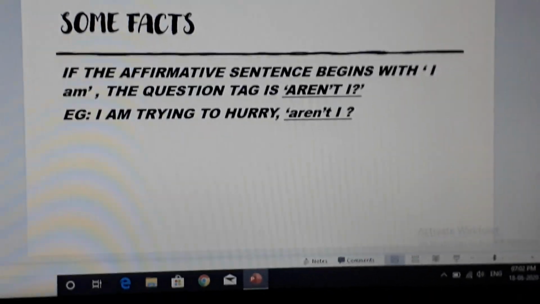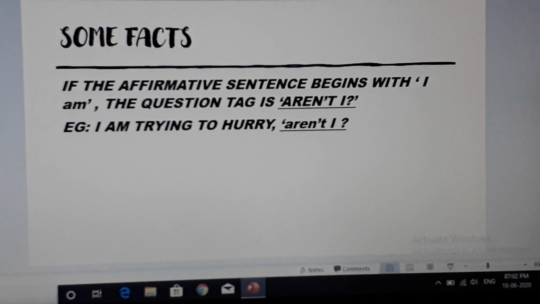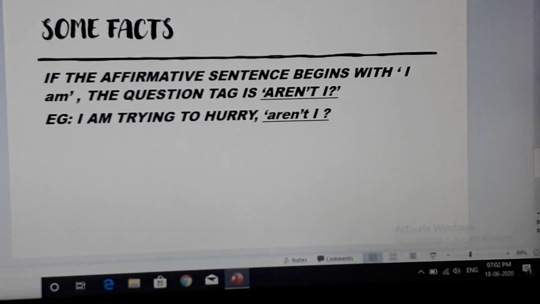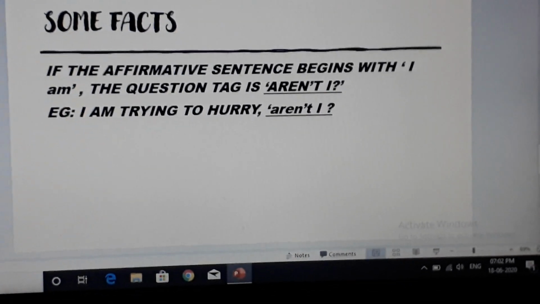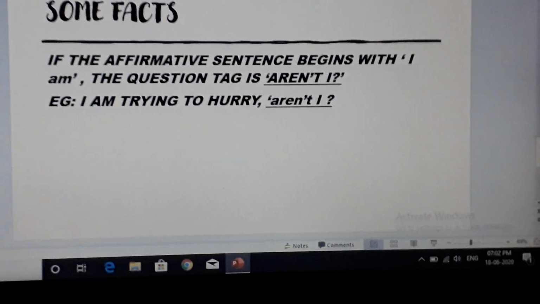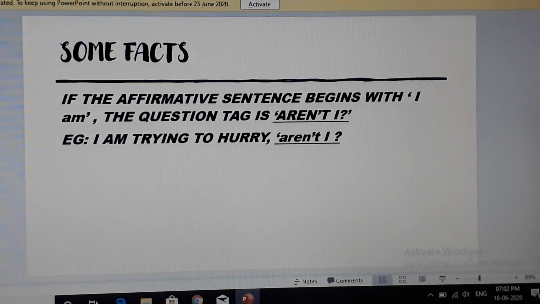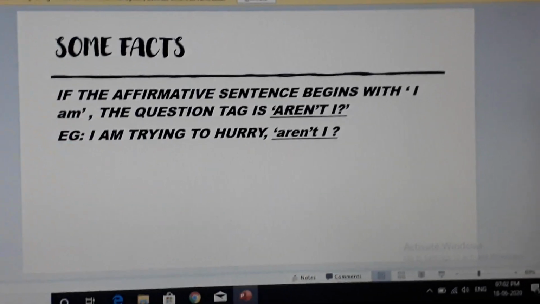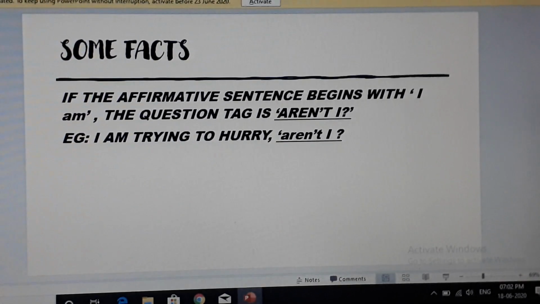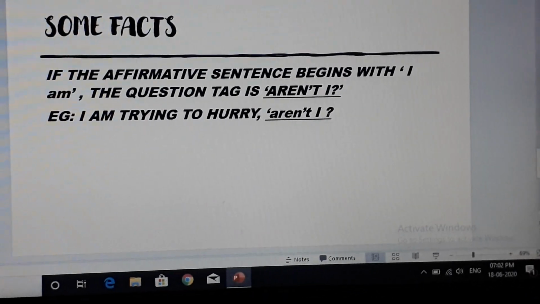Next fact: if the affirmative sentence begins with I am, the question tag is aren't I? Again, you have to remember there are certain exceptional cases. If your sentence is starting with I am, in such a case we are going to use the question tag aren't I.